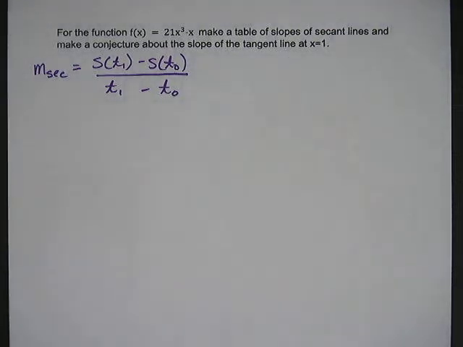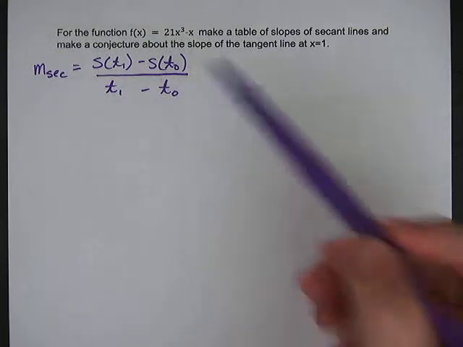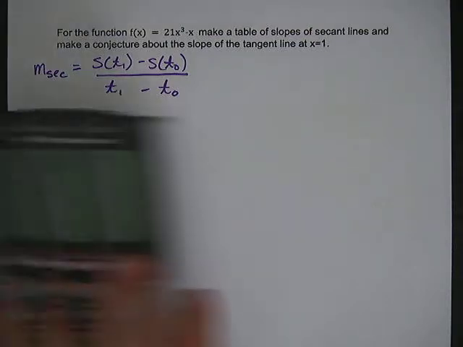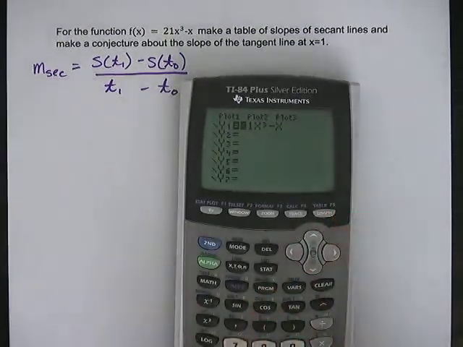So for the function f of x equals 21x cubed minus x, make a table of slopes of secant lines and make a conjecture about the slope of the tangent line at x equals 1. Okay, so we've got our formula here for finding the secant, and we've got this function 21x cubed minus x. Went ahead and typed it into the calculator.